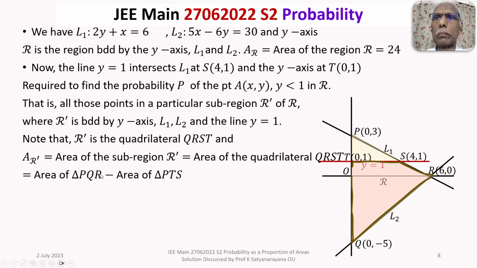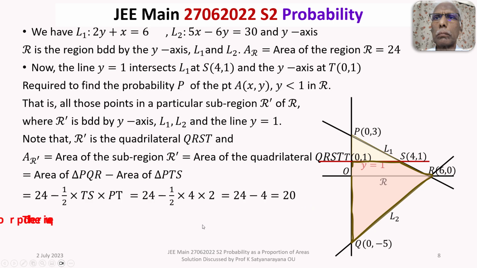The area of triangle PQR we have already calculated, that is AR, that is 24 minus 1 by 2 into, it's a triangle, 1 by 2 into base TS multiplied by the height PT. And 24 minus 1 by 2 into base TS, which is the x coordinate of S minus the x coordinate of T, that is 4 minus 0 is 4. And PT is the y coordinate of P minus the y coordinate of T, that is 3 minus 1, 2. So 1 by 2 into 4 into 2, and that 2 cancels, 24 minus 4 is 20.